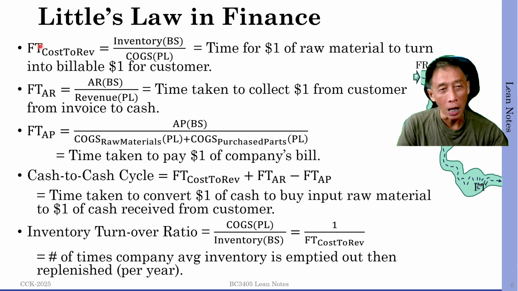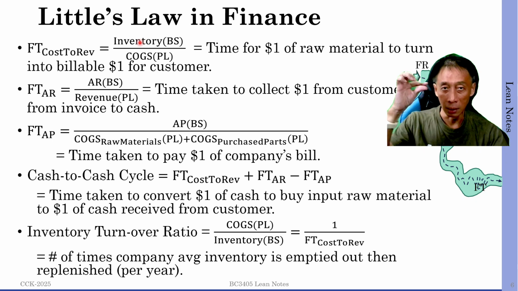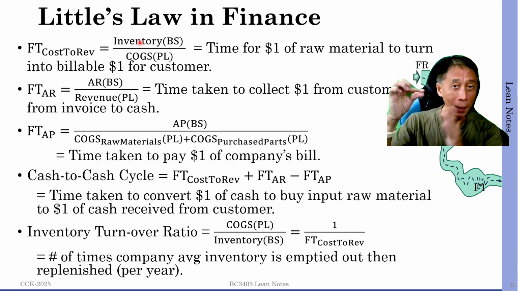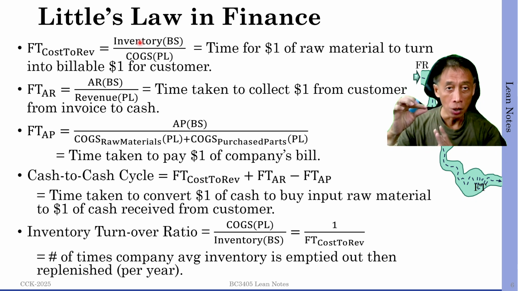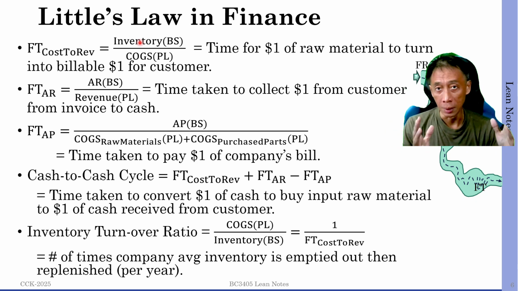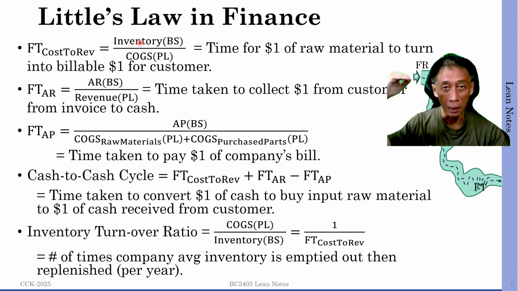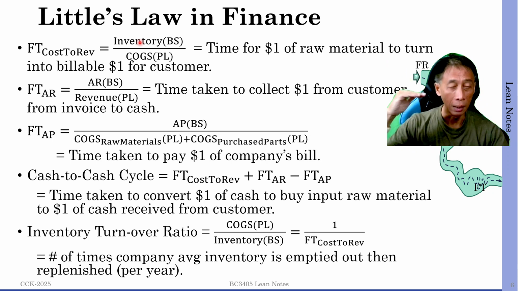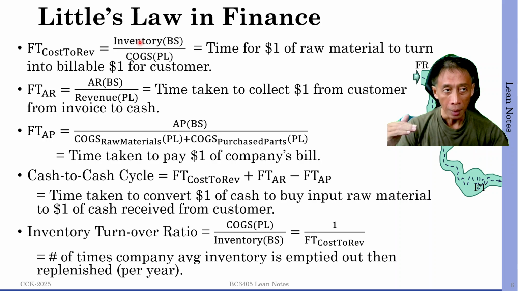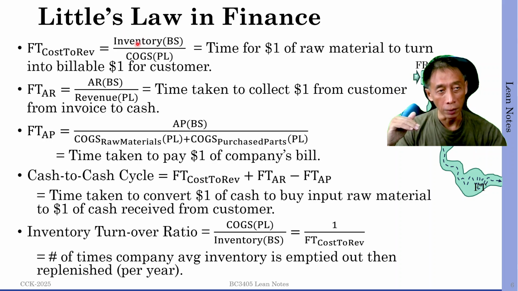So the flow time for the cost to revenue is going to be the inventory divided by the cost of goods sold. So the inventory, the label inventory, if you open up the balance sheet section of a company's financial statements, you will see balance sheet, right? There will be some items underneath the balance sheet. One of them will be labeled inventory.